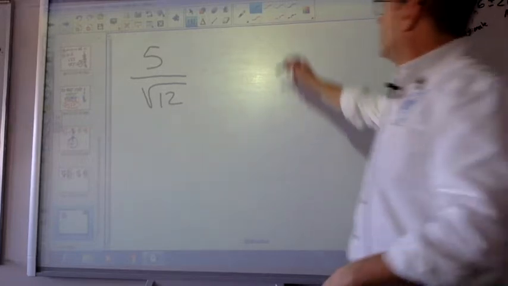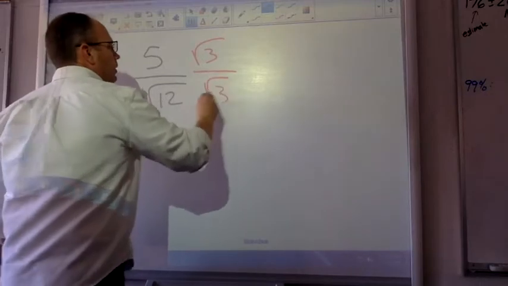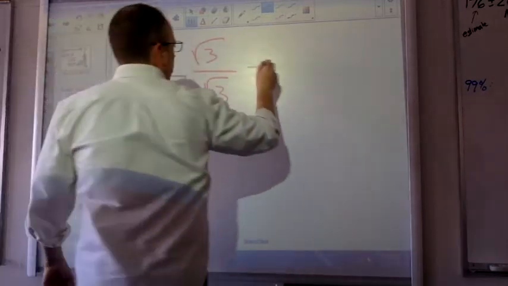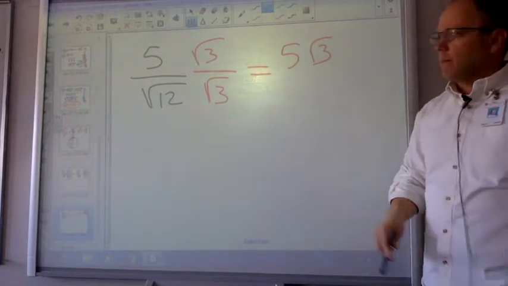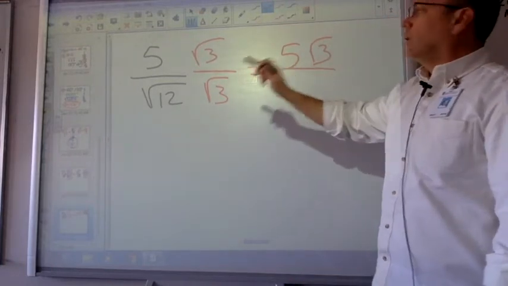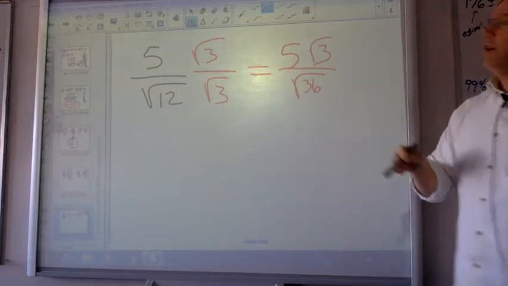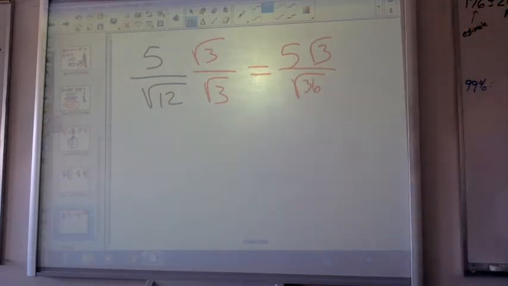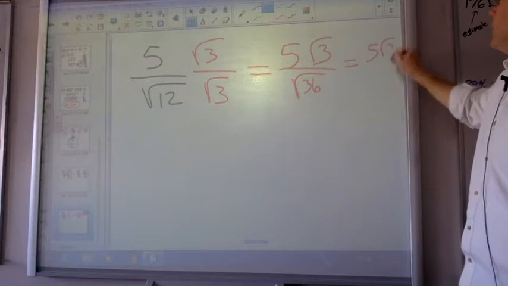3. So if I multiply both top and bottom by square root of 3, 5 times square root of 3 is just 5 square root 3. Agreed? On the bottom, 12 times 3 is 36. So on the bottom, I now have square root of 36. What is the square root of 36? 6. So finish it.